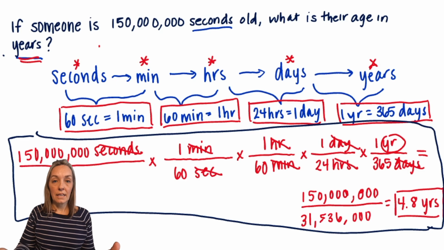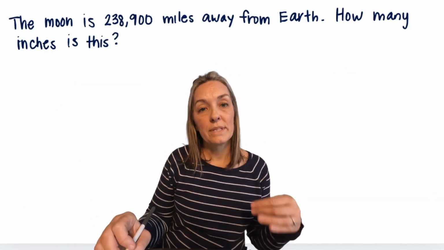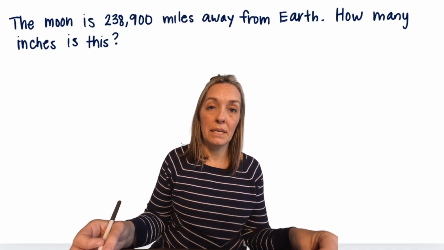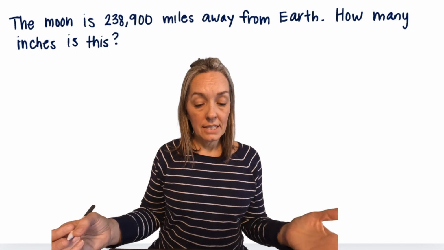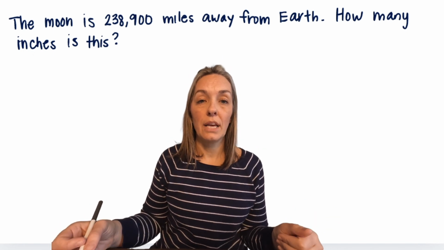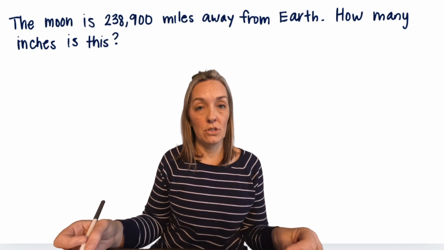All right, let's do a second problem. In the last problem, we saw that the 1 always ended up on the top, but that is not always the case, so you should not rely on that as a means of determining what goes where in your problem. So in this example, we are starting with the moon, and we know that the moon is 238,900 miles away from Earth. I want to know how many inches this is.